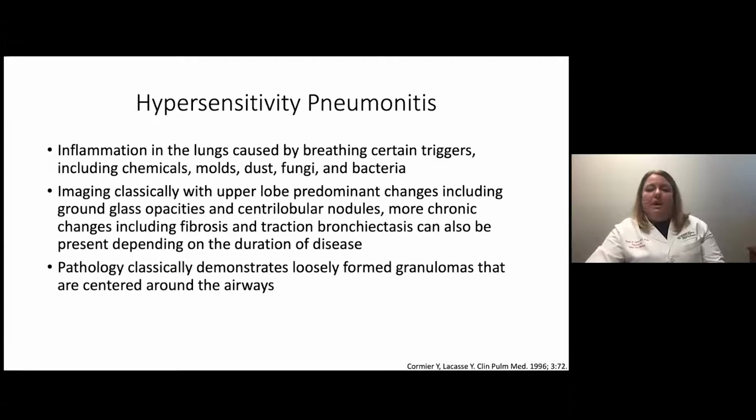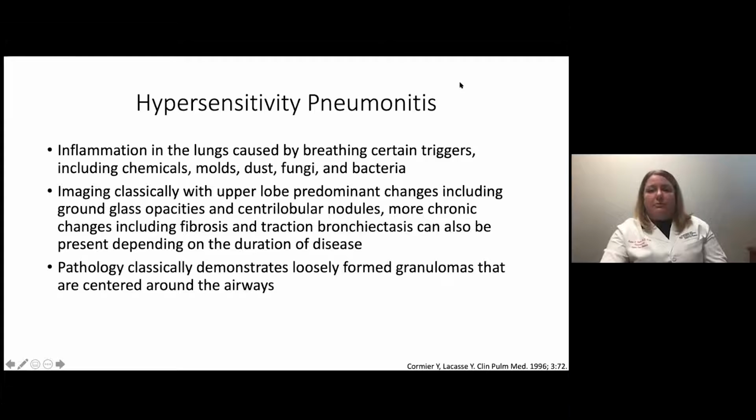So now we're going to move on to more of the sort of non-infectious causes of granulomatous disease in the lung. So one of the first is hypersensitivity pneumonitis. And this is a disease that is caused by an inflammation in the lungs. So when you inhale certain triggers, you get an immune reaction in your lungs. A lot of people will act as though it's like an allergic reaction. It's actually not quite an allergy, but you get inflammation and an immune response. And most commonly, the triggers are chemicals, molds, dust, various fungi, and bacteria can cause these reactions.